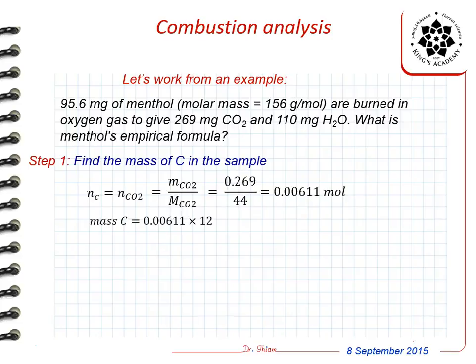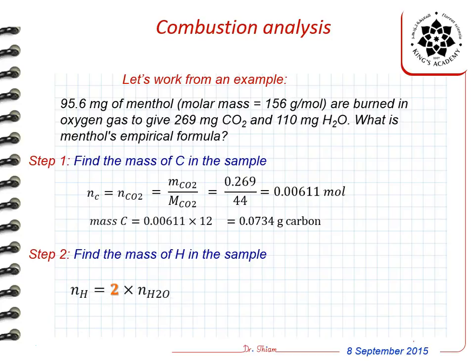And then we get the mass of carbon by multiplying the number of moles that we got by the molar mass of carbon, which is 12. Okay. Then we tackle hydrogen. We get the amount of hydrogen from the water. But in this case, the number of moles of hydrogen is twice the number of moles of water. Do you know why? If you don't, let's talk about it in class.